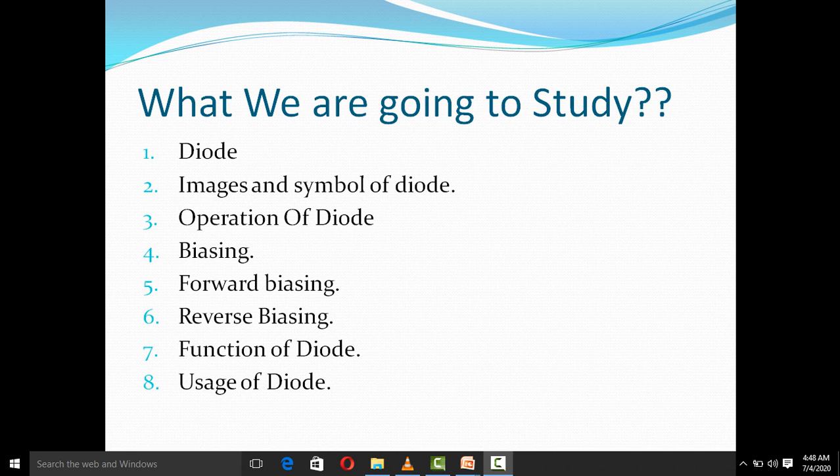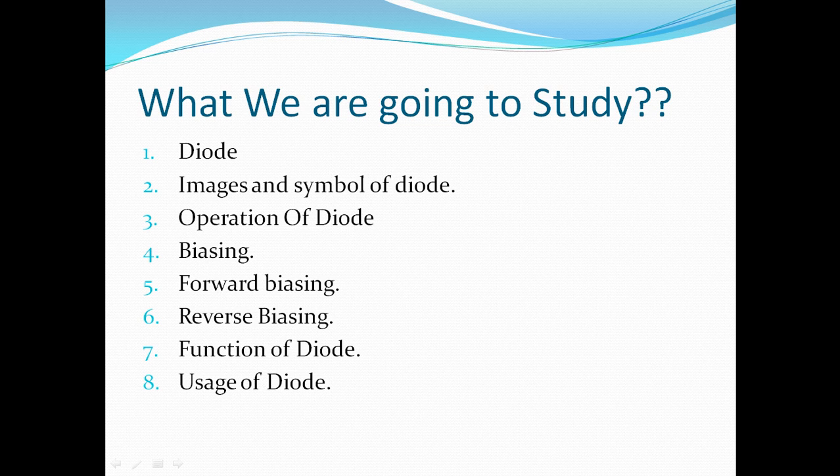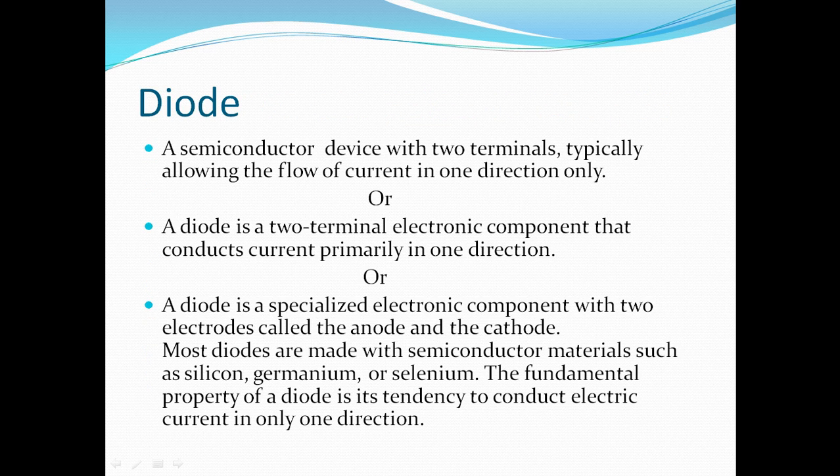So moving to the first slide of our topic, and that slide is diode, a semiconductor device with two terminals, typically allowing the flow of current in one direction only. Diode is a semiconductor device, as we all know, and it has two terminals, and it allows the flow of current in only one direction, or we can say that diode is a two terminal electronic component.